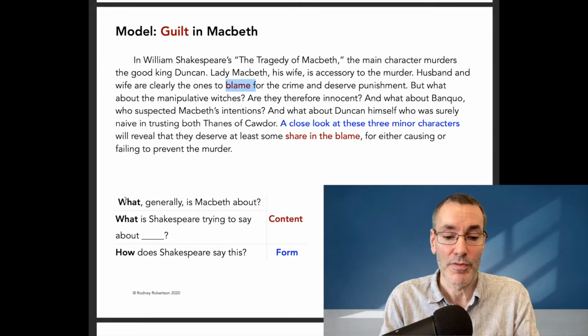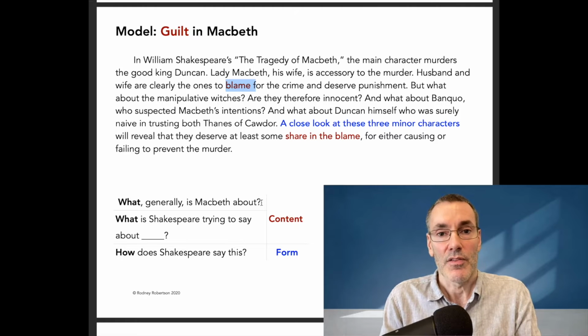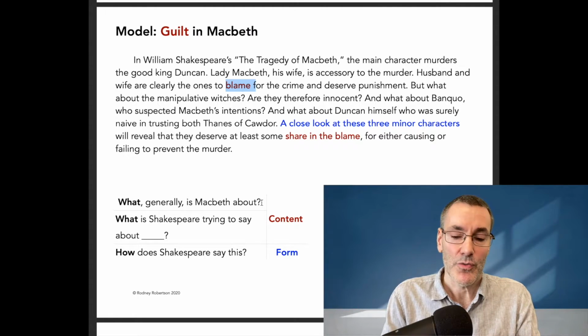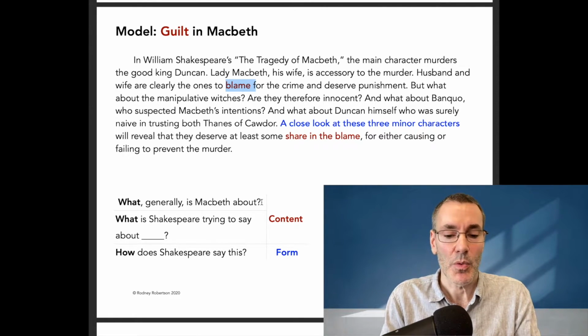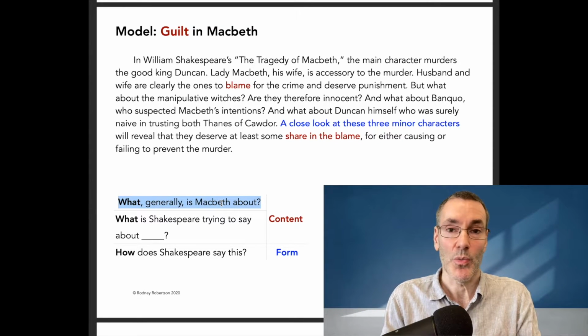Okay, so let's reverse engineer this. The person who wrote this essay was thinking: they've studied Macbeth for 6 weeks, and now the teacher says, write an essay about anything you want. So they're obviously interested in the guilt. So they ask themselves that question: what is Macbeth about? Well, one thing it's about is guilt.